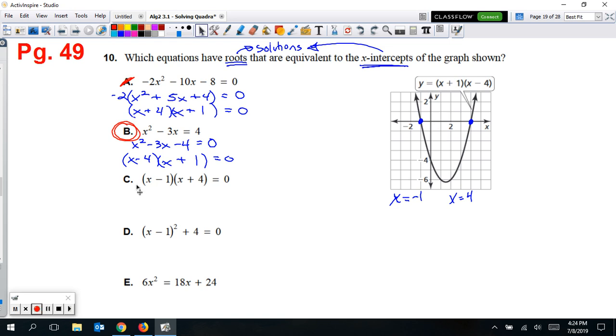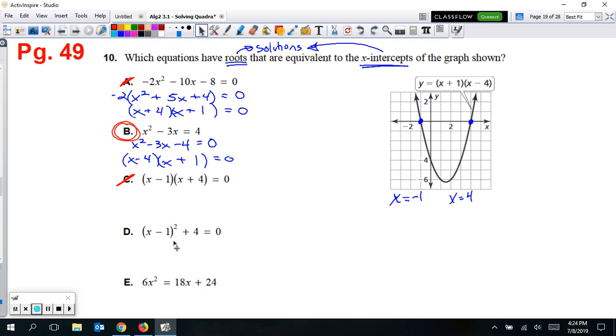If we look at C, we can look at it right away. Is it equivalent? It has the -1, it has a +4. Oh, it's just the wrong signs. So no, we can say C is gone right away. It's not equivalent, it's the wrong signs. This one would have a +1 and a -4 as solutions, opposite signs.